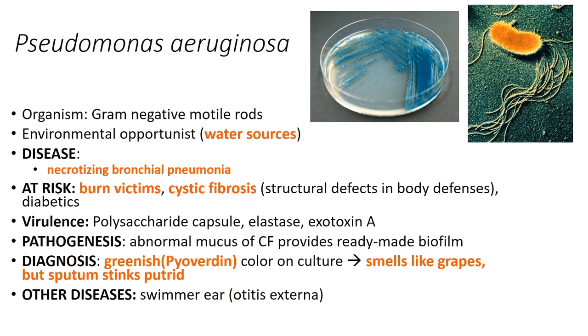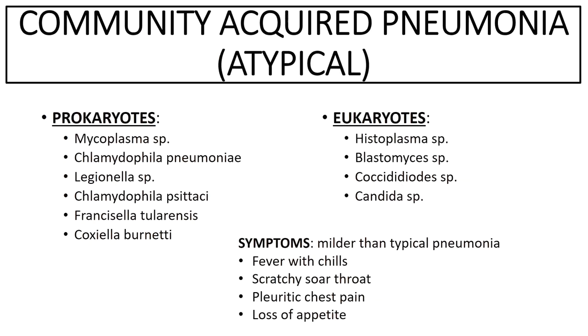Other diseases, swimmer's ear. So if someone has an infection on the outside of their ear that's all itchy and stuff like that, and then they have pneumonia, maybe you can put those two and two together. That could be Pseudomonas. All right, so your atypicals. Let's go ahead and move on to these guys. So these are your community-acquired pneumonias, atypicals.